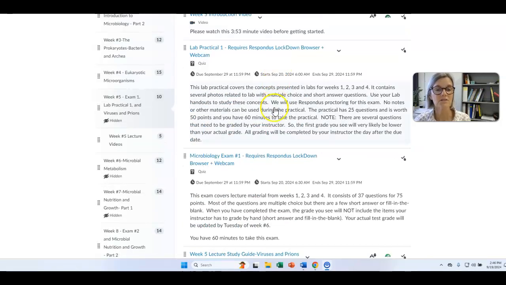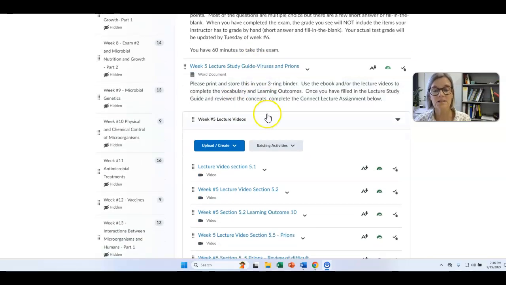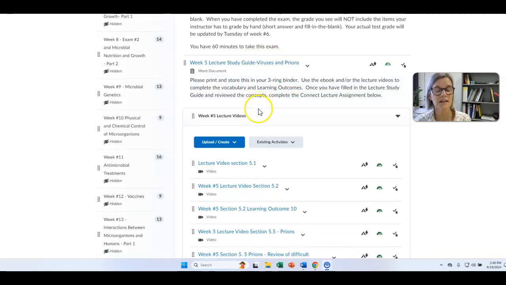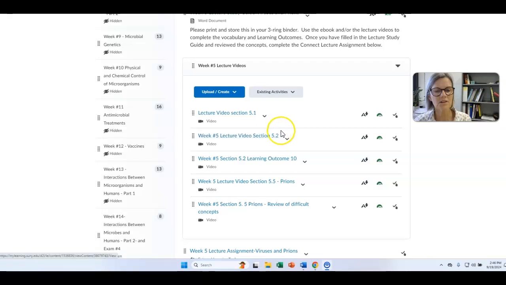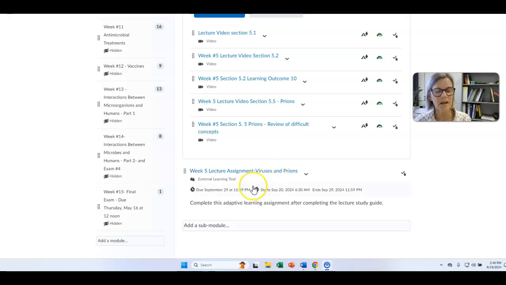You have to take those 2 tests, and then there also is some lecture. The lecture isn't terribly long. It's about what I would do in a day and a half in a normal semester. It's on viruses and prions, and I put some videos here. I also noticed that students had some difficulties on 2 of the concepts in prions, so I made another little video that repeats some of this information. You can watch it or you don't have to. You can decide if you need it. The last thing I have is just a regular adaptive learning lecture assignment.